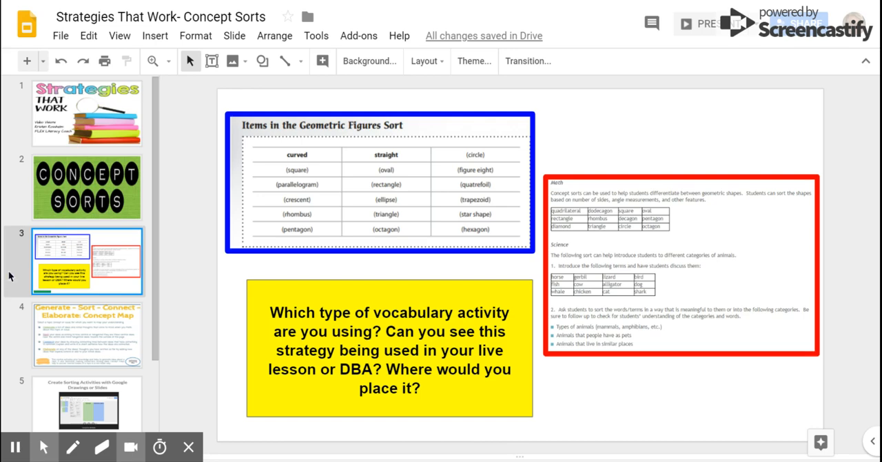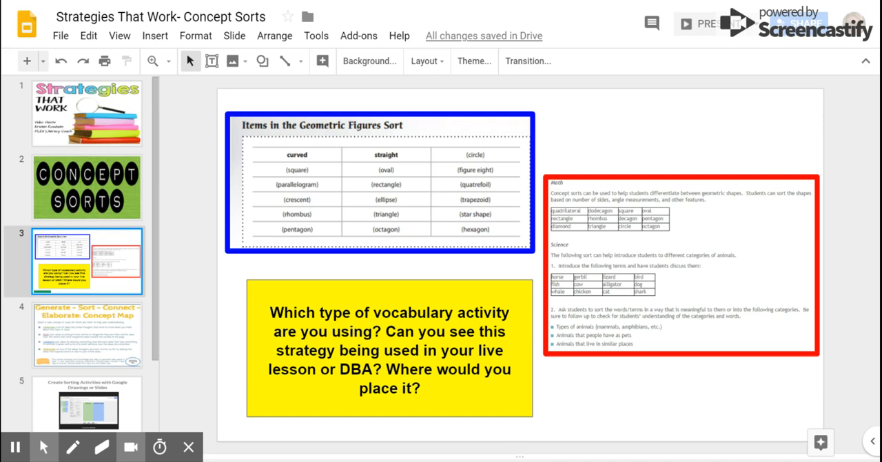So these examples are a math and a science one. The one up in the top left-hand corner are simply different types of geometric terms or figures, and the students were asked to sort them according to whether they were curved or straight. That's a simplistic concept sort. You can get much more in depth. The ones on the right talk about another geometric example that is asking you to differentiate between the shapes. They can sort the shapes on number of sides, their angles, and other kinds of features.